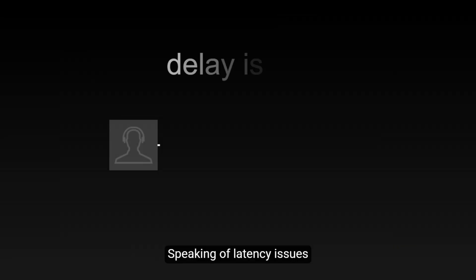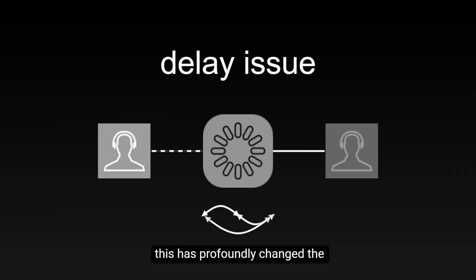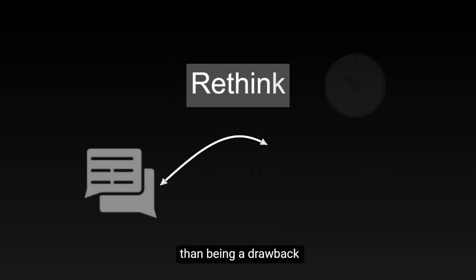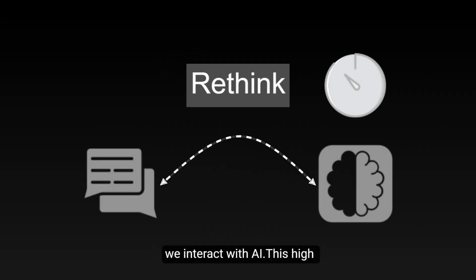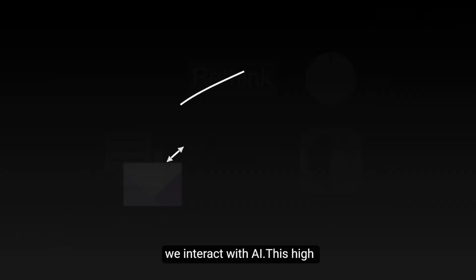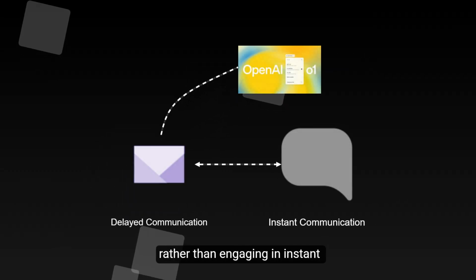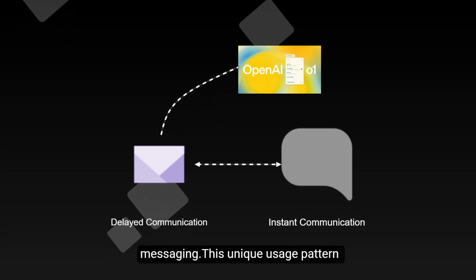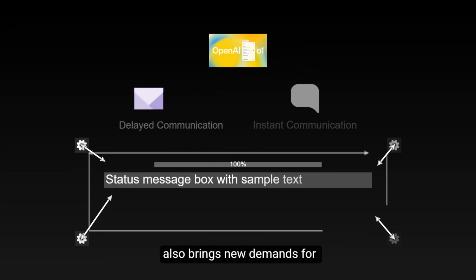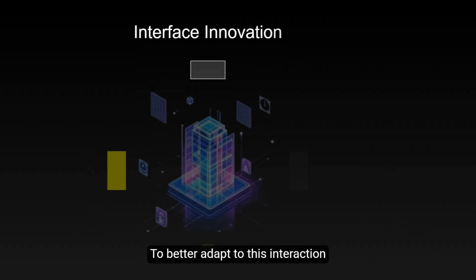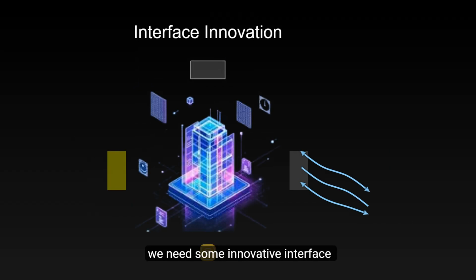Speaking of latency issues, this has profoundly changed the entire user interaction pattern. Rather than being a drawback, it prompts us to rethink the way we interact with AI. This high latency characteristic makes using O1 more like sending an email rather than engaging in instant messaging. This unique usage pattern also brings new demands for interface design. To better adapt to this interaction method, we need some innovative interface design elements.